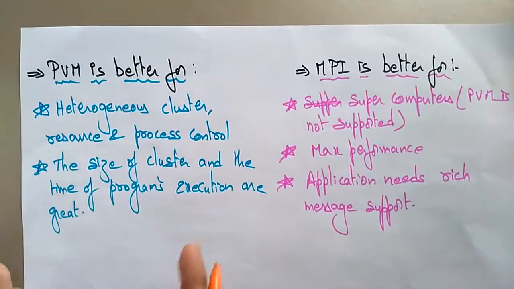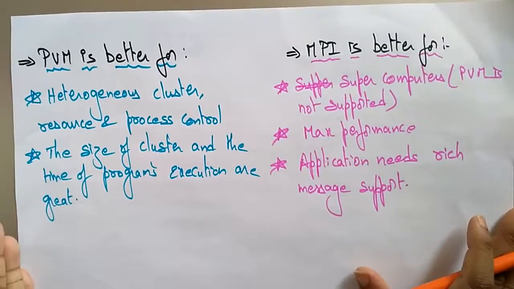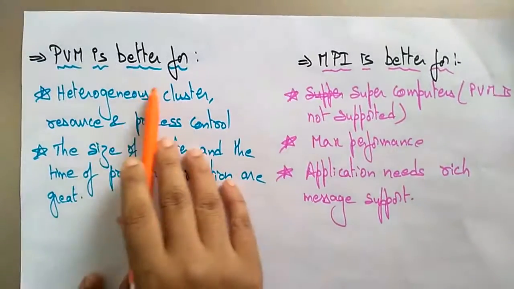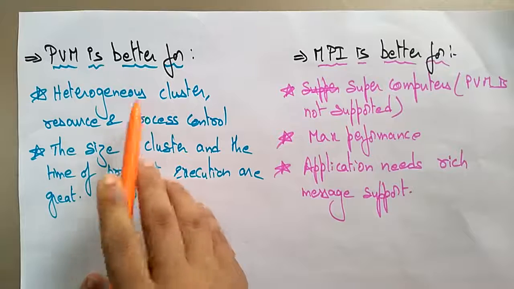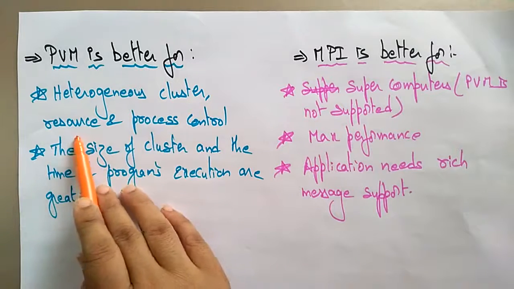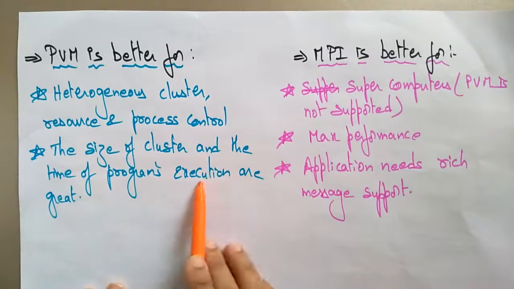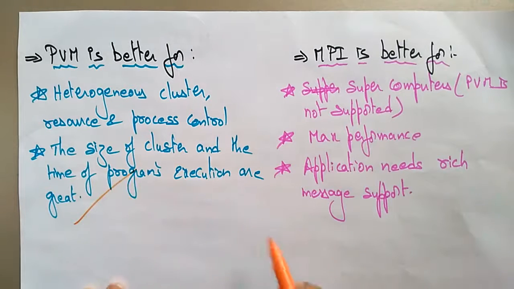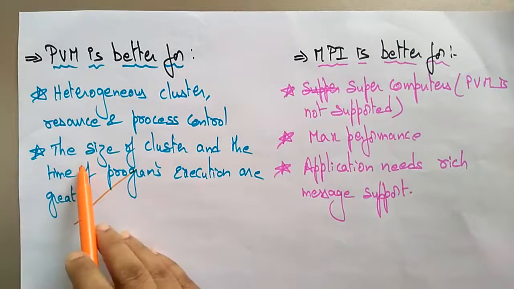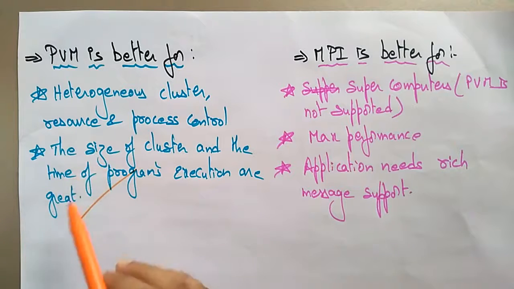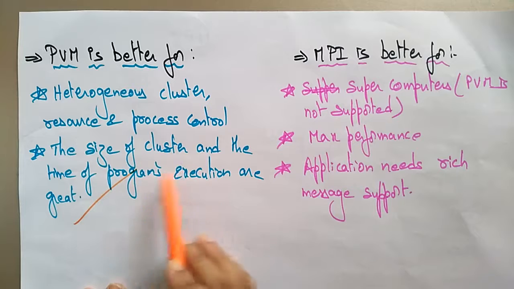So PVM is better for what and MPI is better for what? PVM is better for heterogeneous clusters and for resource and process control. The size of the cluster and the time of program execution are great in PVM. You have to remember that the main point here is that PVM is better when the size of the cluster and the time of program execution are great.